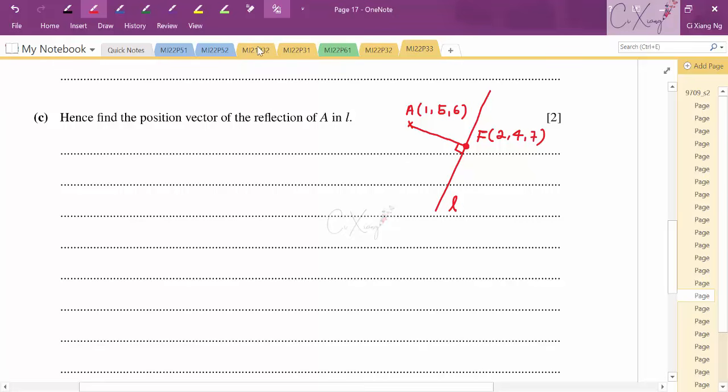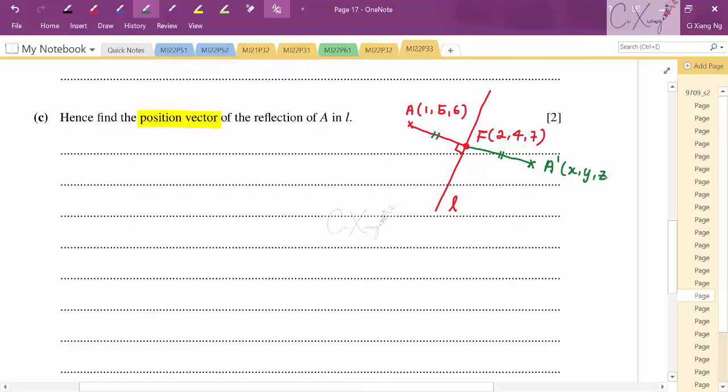For this particular question, they want us to find the position vector for the reflection of A in L. We are assuming that the line L is like a mirror. They want us to find the position vector for this particular point, let's say I put it as A prime. You should know that these two distances are the same. So I want to know what this particular coordinate or position vector is.